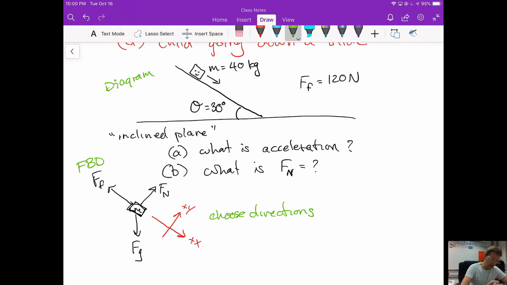Okay. So those are my positive directions. And plus y I chose up from the plane. It could have been down from the plane. It doesn't matter.